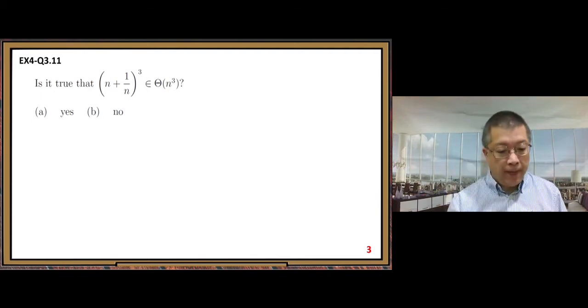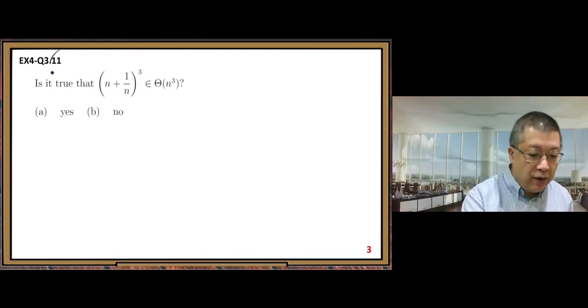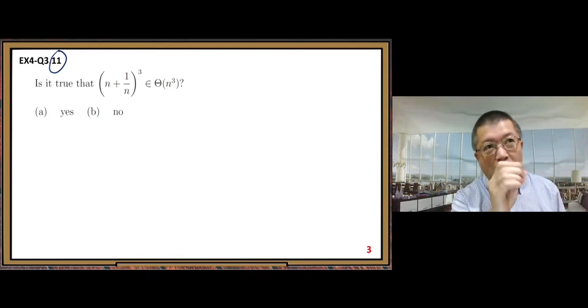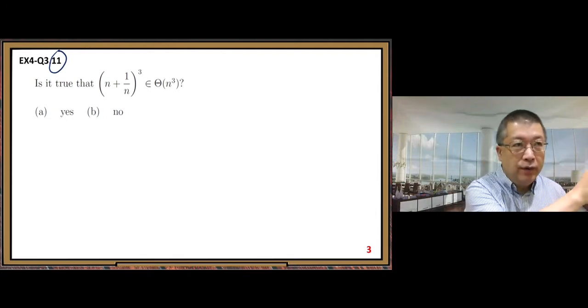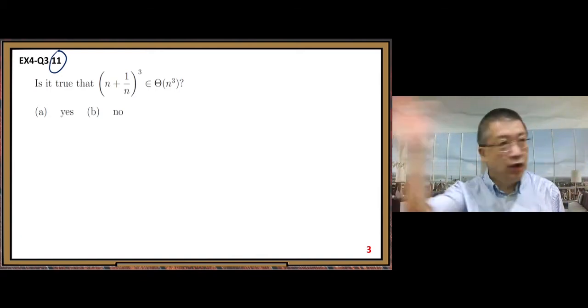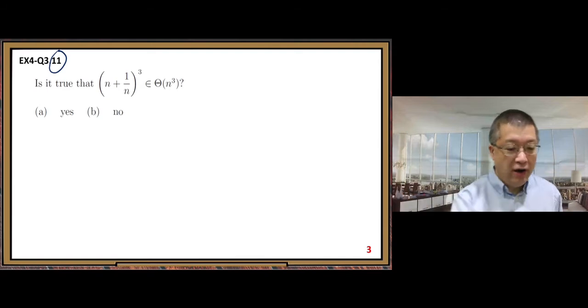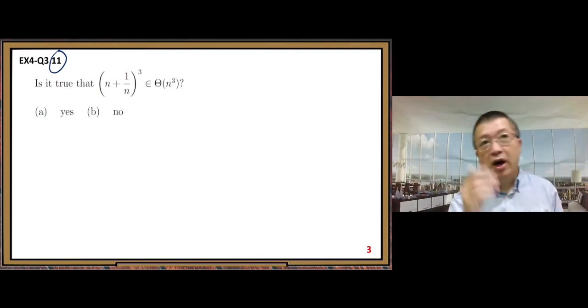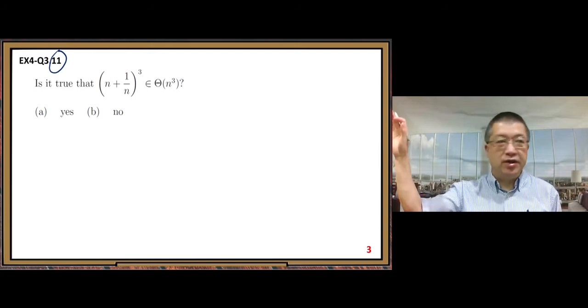Number 3. The 11 means our total question order, because for this class so far, this is our question number 11 in all the exercise questions.